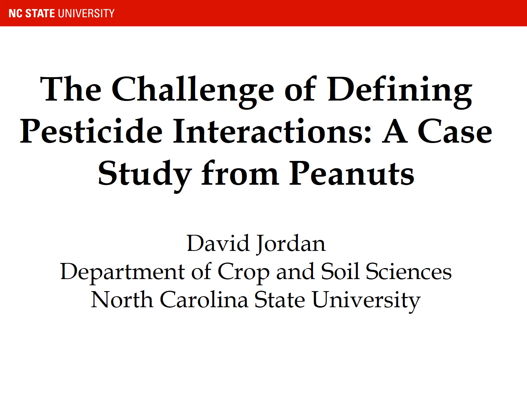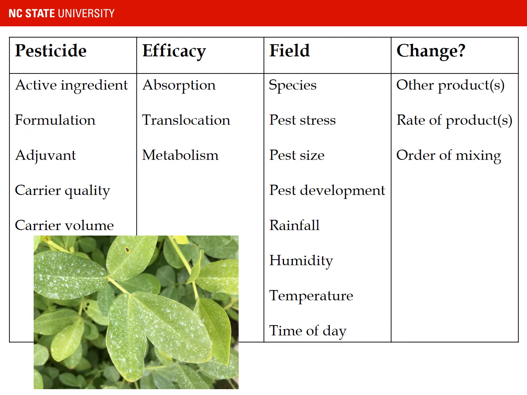In this particular slide set, what I want to do is give you an idea of how challenging it can be to define interactions among pesticides. And I'm going to use peanuts as a case study. So some of the principles I'll talk about here could expand beyond peanuts, but they certainly are important for peanuts and the folks that are trying to manage weeds, insects, diseases, and apply plant growth regulators and micronutrients in their crop. So in doing so, there's a couple of things that affect how well a product performs.